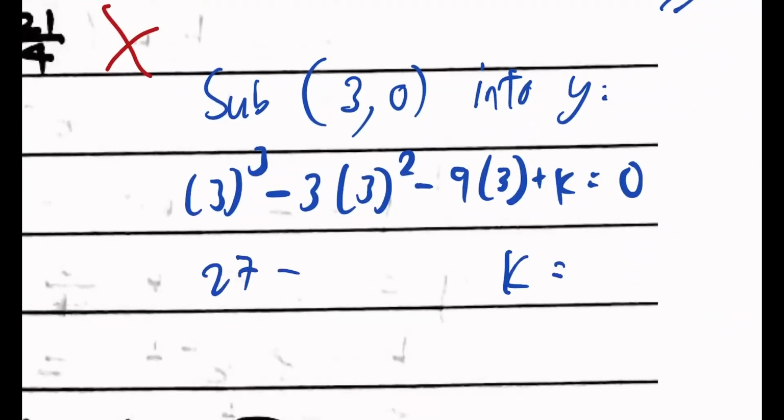3 cubed is 27. Not 9. 3 times 3 is 9. 3 squared is 9, but 3 times 9 is 27. Coincidentally, then -9 times 3 is also a 27. Okay, a bit confusing.